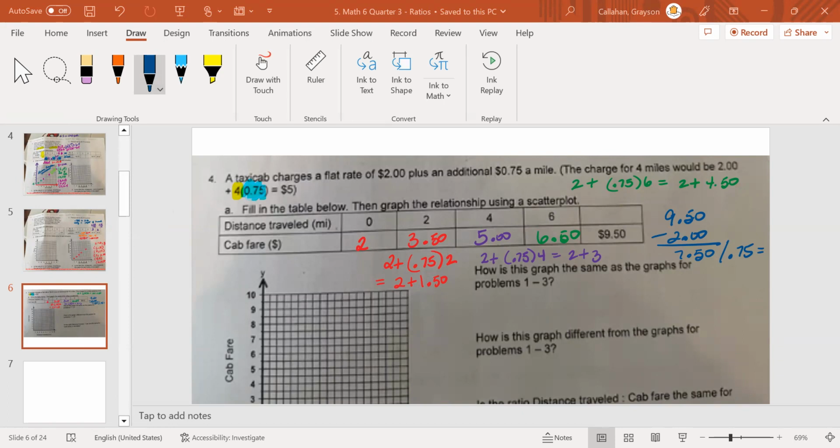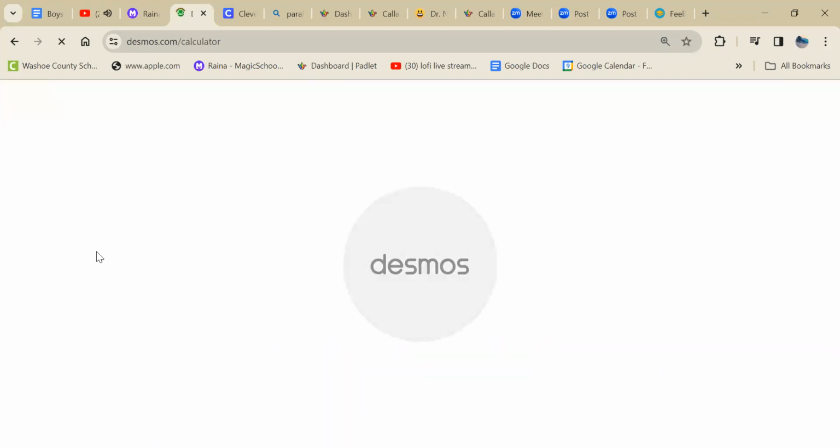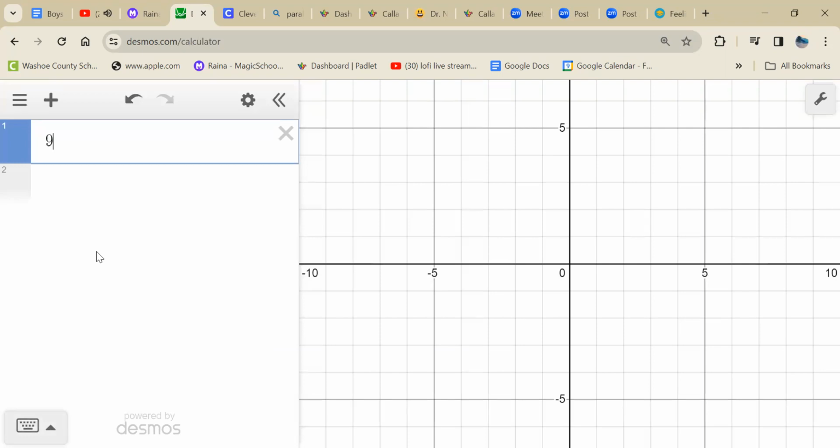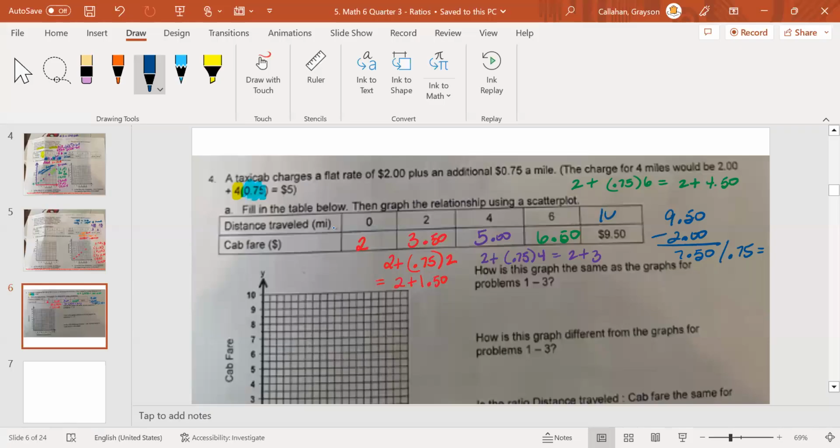So I just want you to take a look over here very quickly. Hold on a second, let's see. So if you're gonna go to Desmos, we're gonna go to the calculator. Okay, so remember, it's $9.50, right? But they're gonna charge you a flat fee, right? So $7.50 is what you have after the $2 flat rate. But they're gonna charge you 75 cents a mile. So divided by 0.75, it's gonna give you how many miles? No, right here. 10 miles, right? So then we're gonna go back over here. So that's gonna be 10 miles, okay?